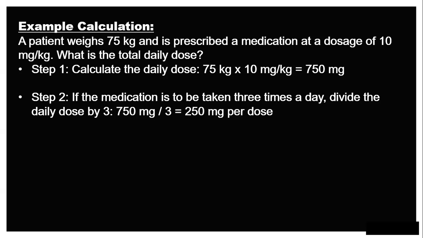So that means when you are giving the person the drugs, you now have to explain that, okay, this one you take in the morning, 250 mg. This one you take in the afternoon, 250 mg. This one you take in the evening, 250 mg. And totally, when you put it together, you come out with the 750 mg.